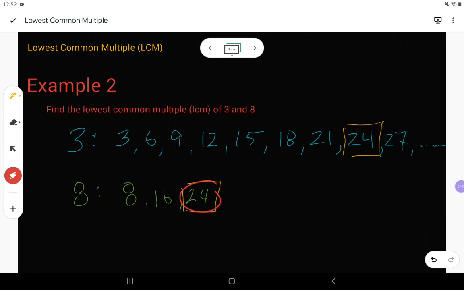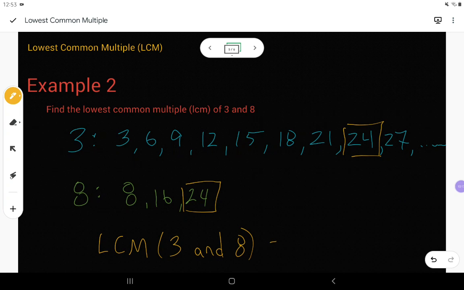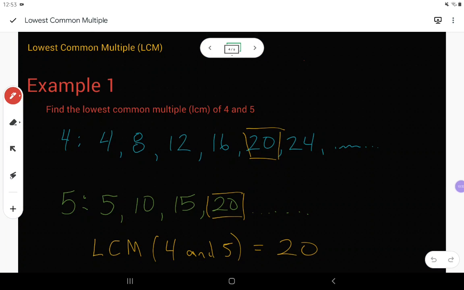Because I have a match, that is a common multiple. I can multiply 3 by something to turn it into 24, and I can multiply 8 by something to turn it into 24. That means 24 is that common multiple for 3 and 8. So my lowest common multiple for 3 and 8 is 24. Now you might have noticed on this example, my lowest common multiple ended up just being 3 times 8, right? On our last one, our lowest common multiple ended up just being 4 times 5 is 20.